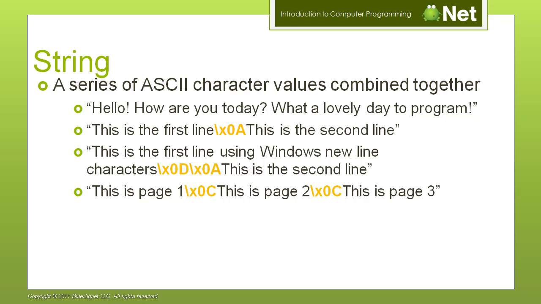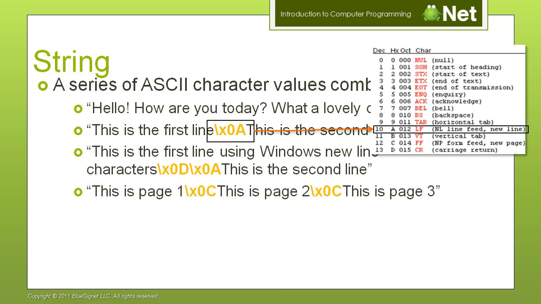So now let's take a look at the examples. The first one is a string as denoted by the beginning and the ending of double quotes. And in that is a sequence of characters. So you have hello, exclamation point character, space character, capital H character, lowercase o character, how are you today, what a lovely day to program.